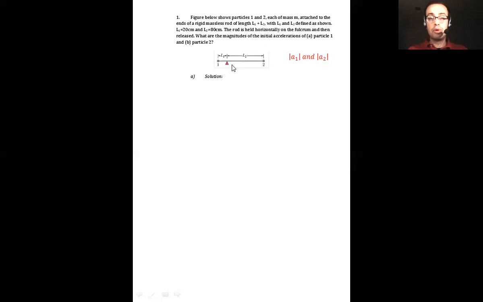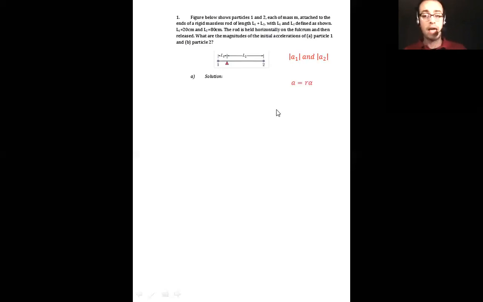So what we're going to imagine is that there's this rod, and it falls on top of this fulcrum. Eventually it's released, and the rod will slip off of that fulcrum. So it's asking us for the magnitudes of the initial accelerations of particle 1 and particle 2. So what it's asking for is the magnitude of the linear acceleration 1 and the magnitude of the linear acceleration 2. How exactly are we going to solve this?